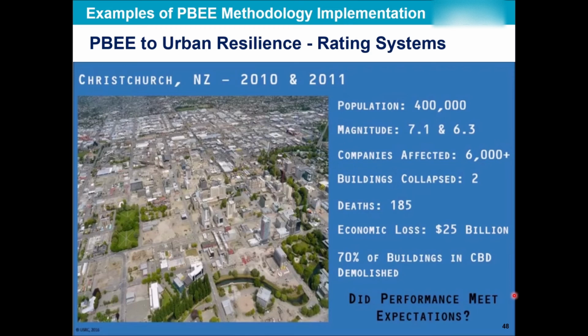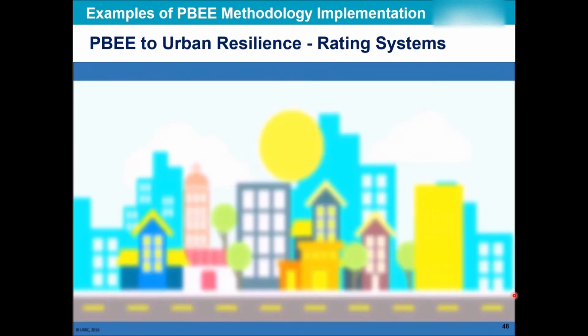So did performance meet expectations? Well, it depends who you ask. From a code perspective, only two buildings collapsing out of several thousands is certainly a measure of success. But if you talk to the people that lived and worked in Christchurch, the performance certainly didn't meet expectations.